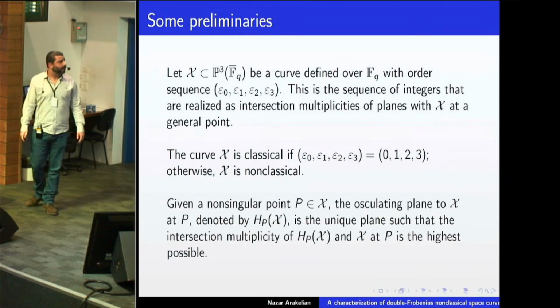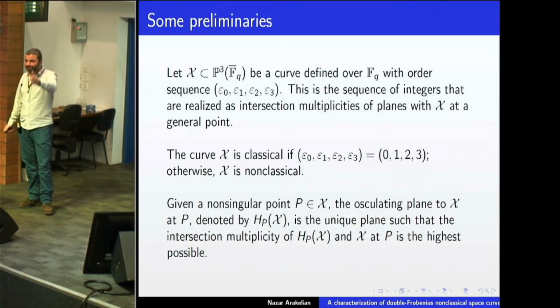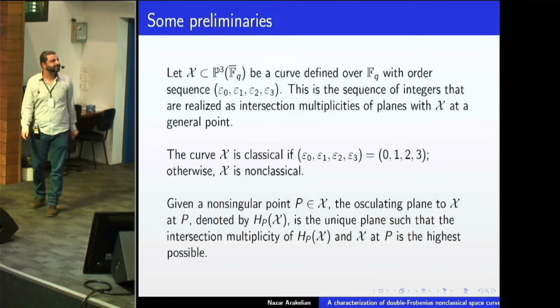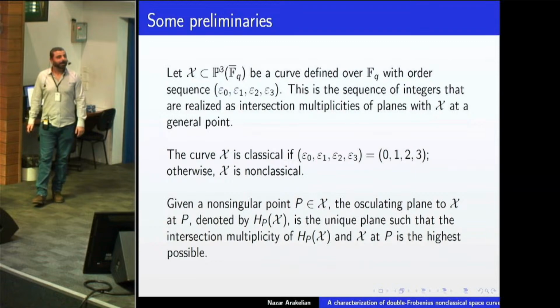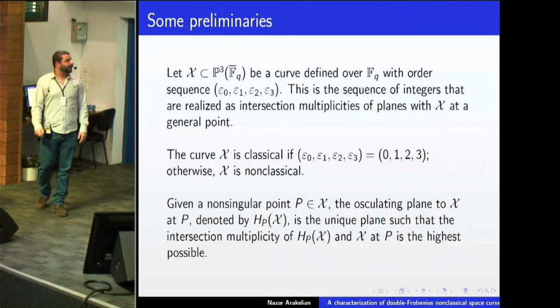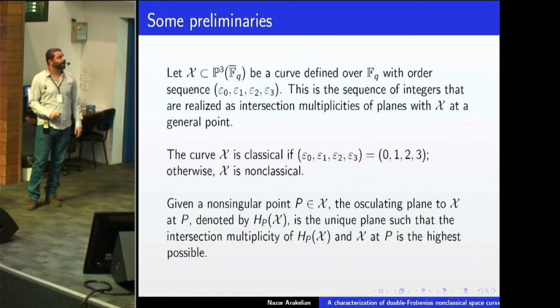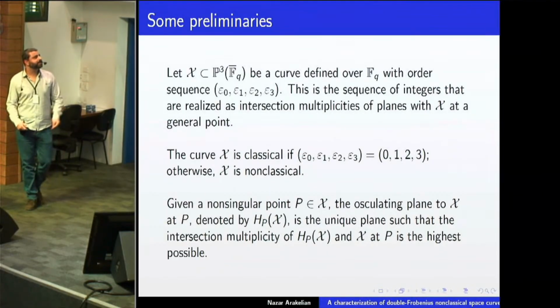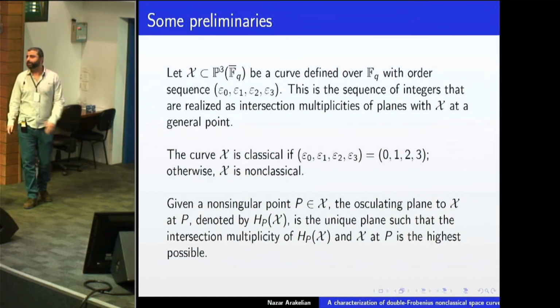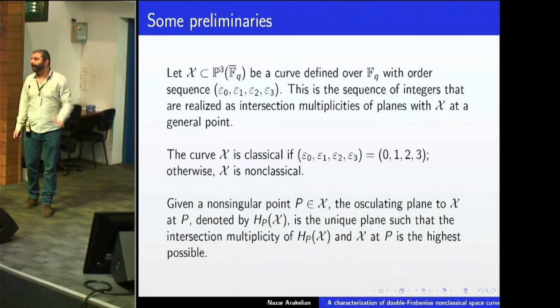Now, thanks to Higashini's talk, he already introduced the concept of osculating plane. So given a non-singular point, the osculating plane to X at this point is the unique plane such that the intersection multiplicity between this plane and the curve is the highest possible.